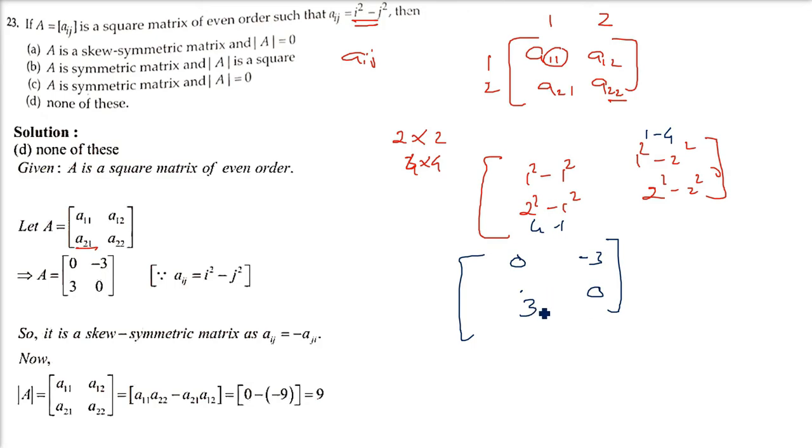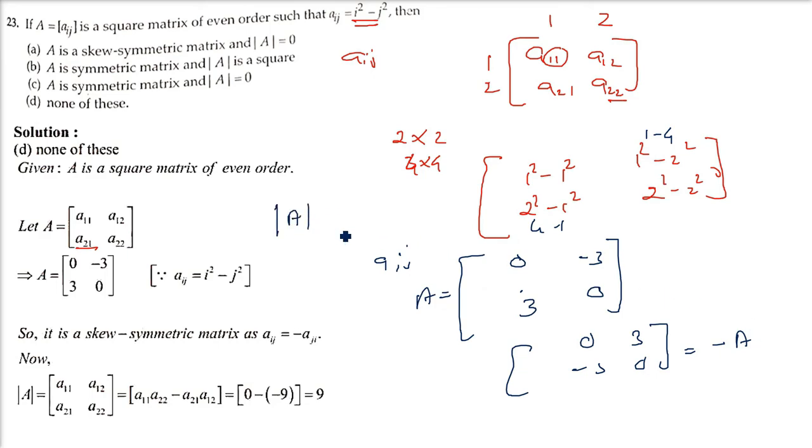So half of the A part is correct. That is, if I take the transpose, the row to column, 0 minus 3 will come here, 3 0 will come here, take the negative outside, it will be equal to negative of A. So this is indicating it is skew symmetric.